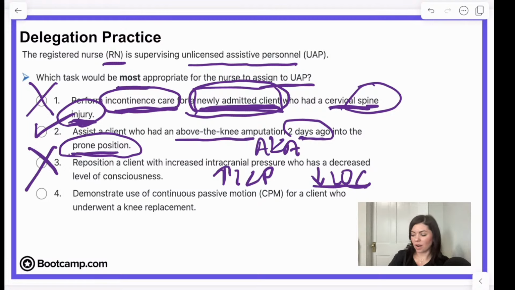And then option 4, demonstrate use of continuous passive motion for a client who underwent a knee replacement. So do y'all remember what that CPM is? That is the machine that helps make the stepping motion with the knee. So it prevents contractures post-operatively. It helps make sure that that client maintains good range of motion in that joint. So that seems routine, but why shouldn't we delegate option 4? What do you guys think? Option 4, demonstrating use of CPM for a client who underwent a knee replacement.